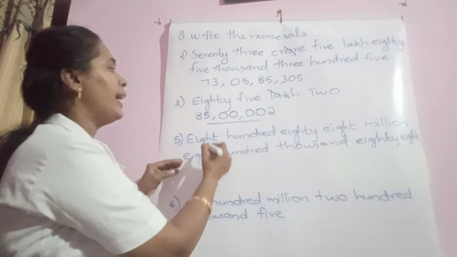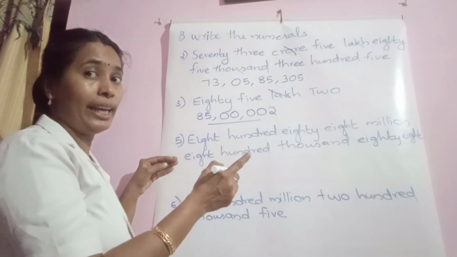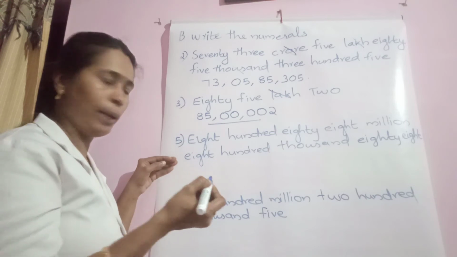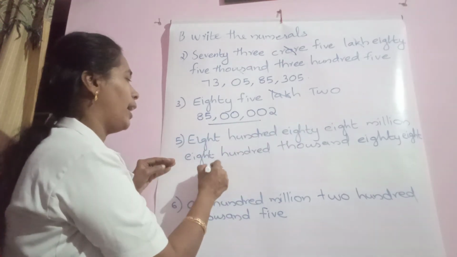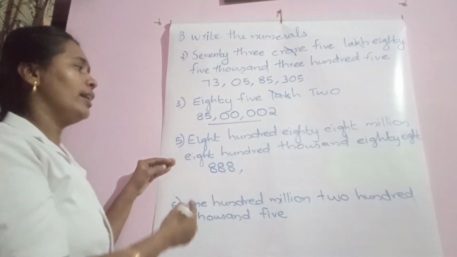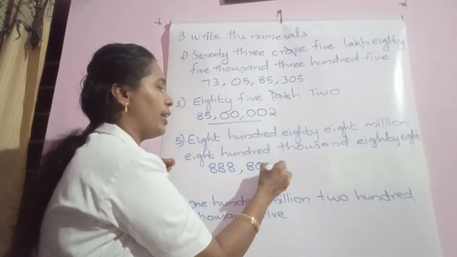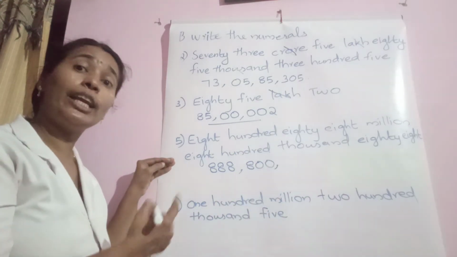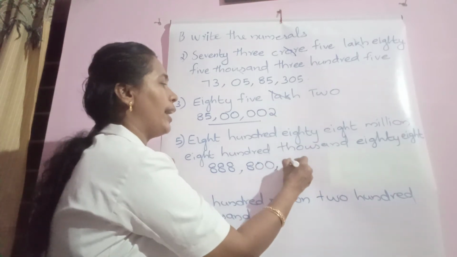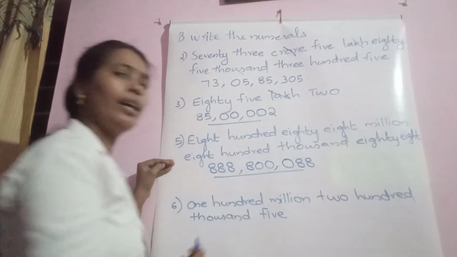Fifth one, 888 million. Teacher told you periods. Instead of periods, what can we put? Commas while writing numerals. So 888, how can we write? 888. Instead of million, comma. Then next they have given 800,000. So 800 we can write, and comma. 88 only is given. The hundreds digit is missing, so we fill the hundreds digit with 0. Then 88. That is the required number.